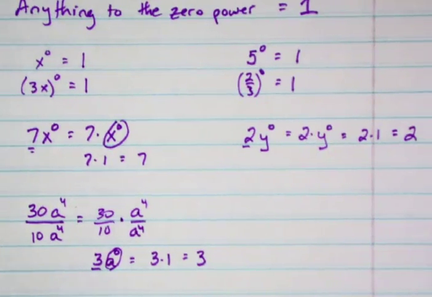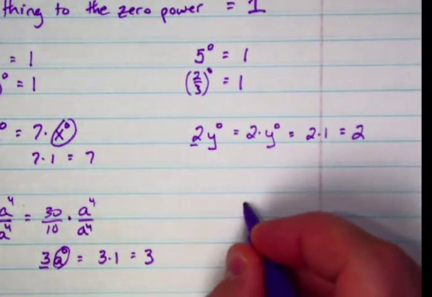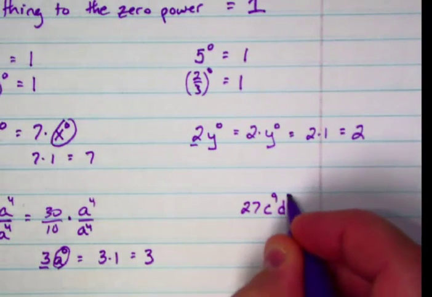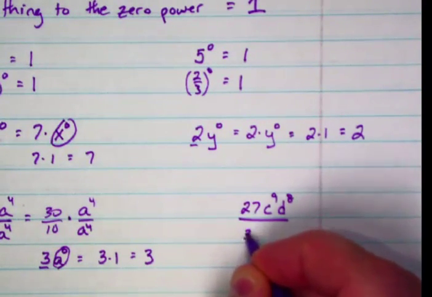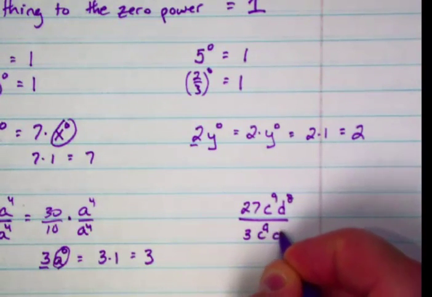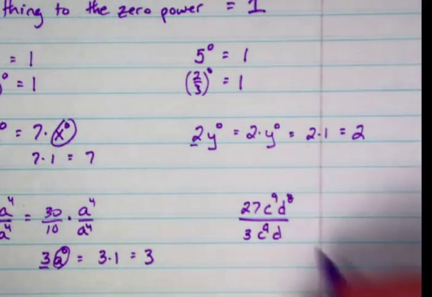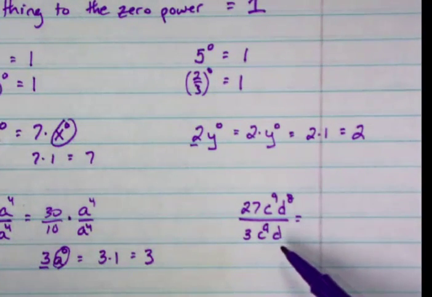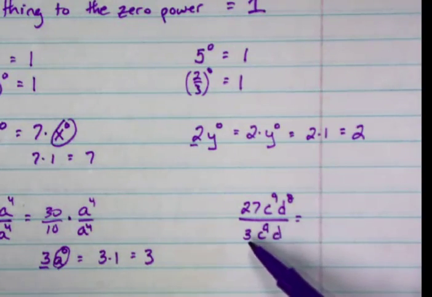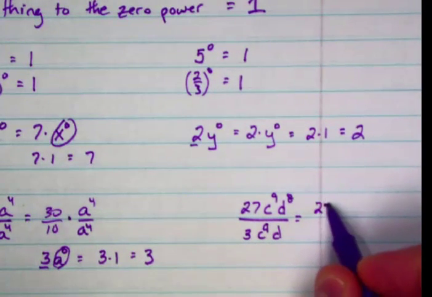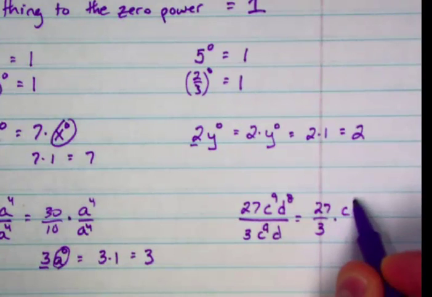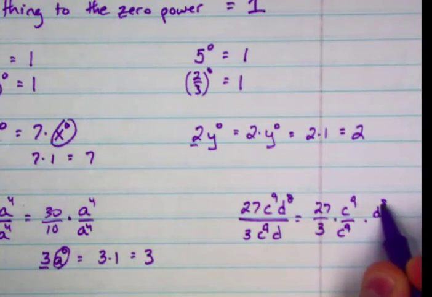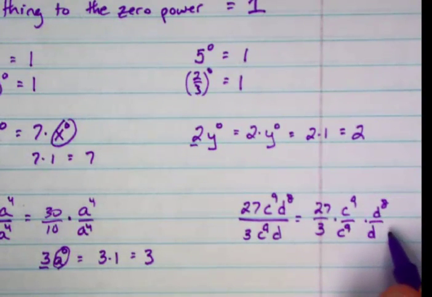Even if it was further embedded, so if I had something like 27c to the 9th d to the 8th, divided by 3c to the 9th d, I would split that up into 3 separate fractions. I have bases of c and d. I have coefficients of 27 and 3. So this would be 27 divided by 3 times c to the 9th over c to the 9th times d to the 8th over d, or technically d to the 1st.